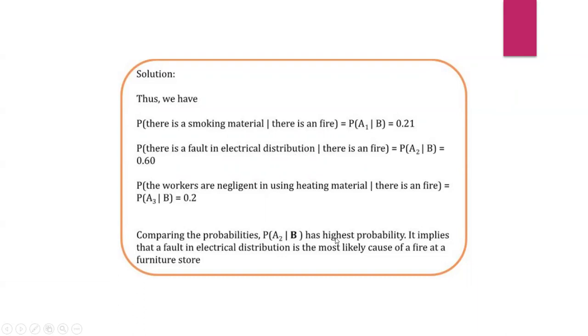So what can we conclude out of it? The fault in electrical distribution is the most likely cause of a fire at a furniture store. I hope it is clear, right? So please calculate this and see so that you can understand it better.